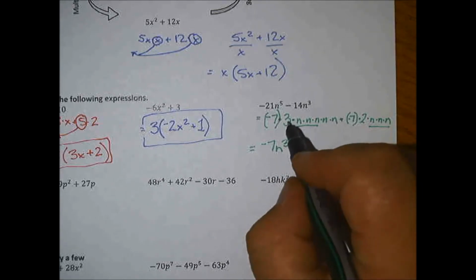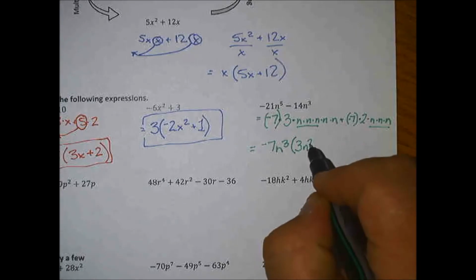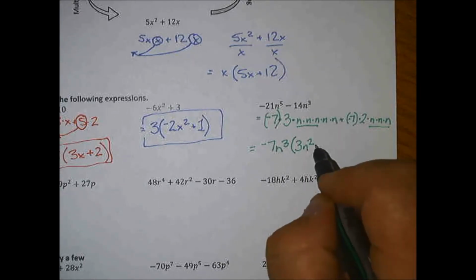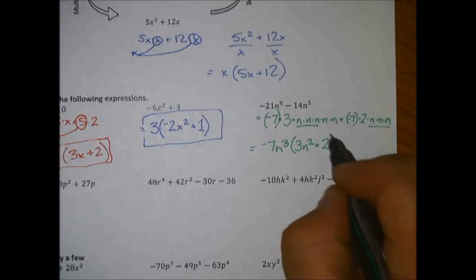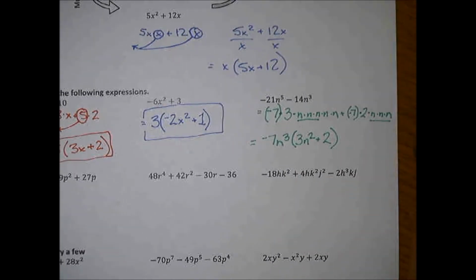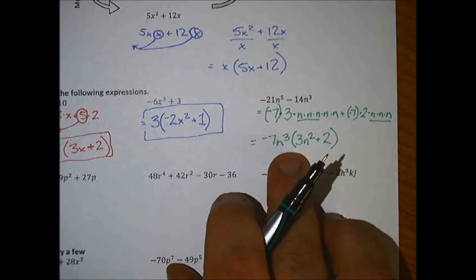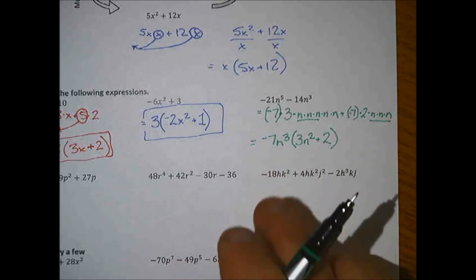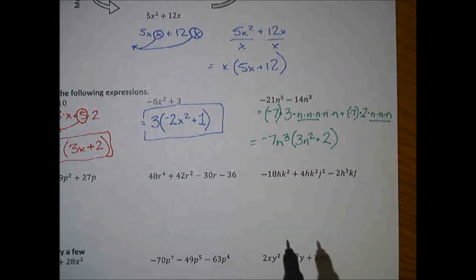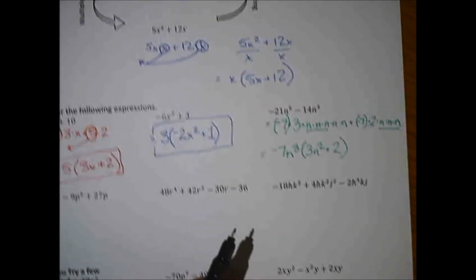And then what's left over? I have a 3 and 2 n's, so 3n squared. And then plus a 2 with no n's, so just plus 2. Okay. Now, you can also do this the same way you did this one. You can just think it out, divide that negative 7 out of each term, and that would work, along with the n cubed. Okay? Let's go ahead and look at the next one.